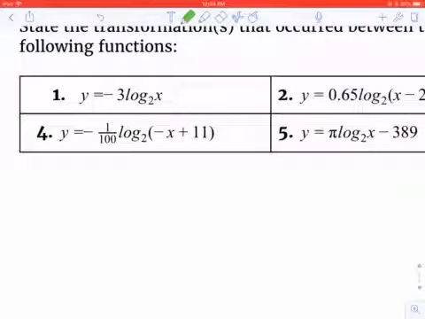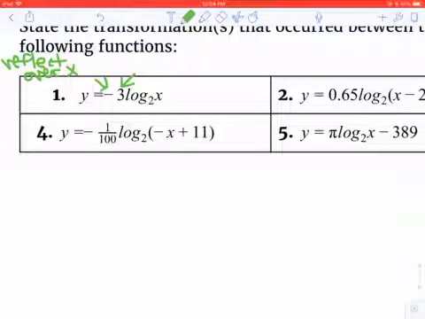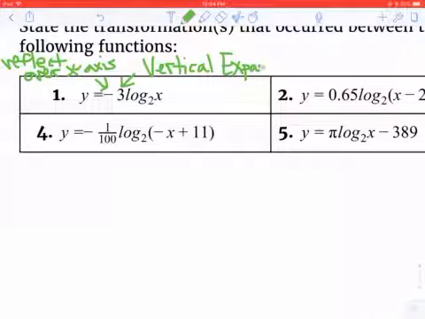So in number 1, we have a negative out front and we have a 3 out front. So the negative makes it reflect over the x-axis. Let me write that a little better. Reflect over the x-axis, and then the 3 makes it have a vertical stretch or expansion. They mean the same thing. I'm going to say vertical expansion by a factor of 3.